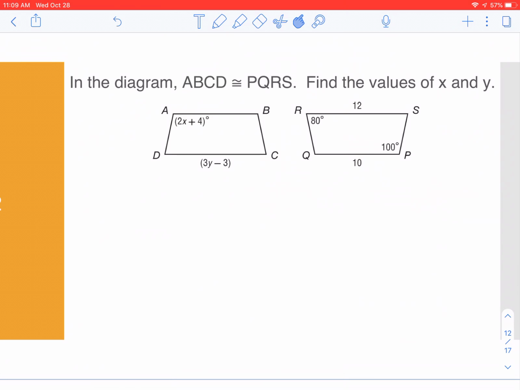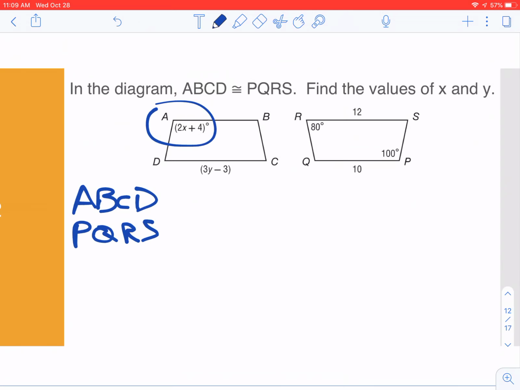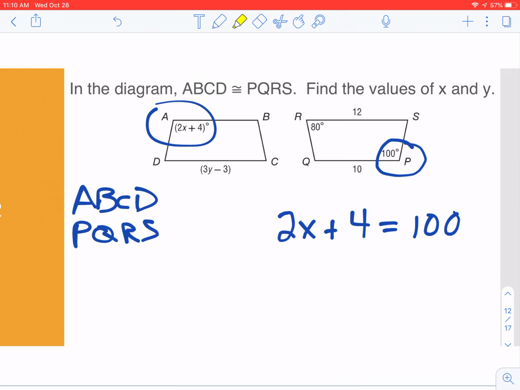Okay, find the values of X and Y. All right, A is an angle. I'm going to write them on top of each other because that really helps. So I know that A goes with P. So 2x plus 4 equals 100. Now, why doesn't A go with R? A doesn't go with R because if we look over here, A and P are lined up. So they have to go together.